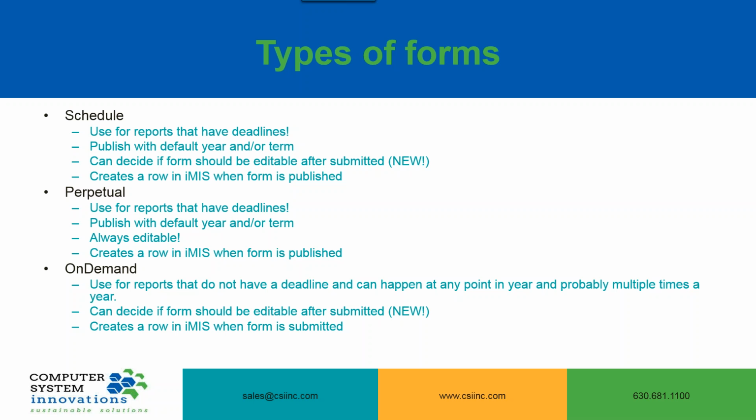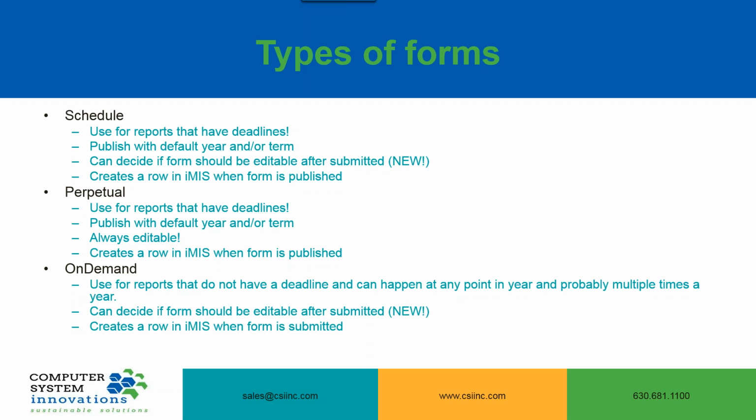Scheduled and perpetual both are great for forms that are due on a deadline. You know, they're due on November 1st to submit your spring grades. They're due on March 1st to submit your fall grades. It's submitted probably 1 or 2 times a year. So that's great, you can go ahead and put in that default year and term. You know what they should be submitting and how many times they should be submitting it. For each of these, though, they do create a blank row in IMIS when it's published. So just know that it will create that holding place in your table in IMIS for the data.